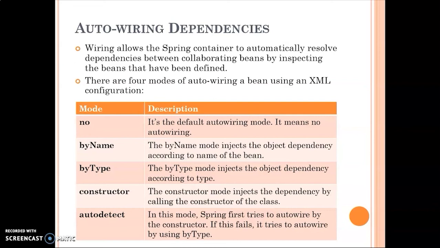The third one is byType. ByType talks about data types. So byType mode injects the object dependency according to type. Let's say if it is a string type argument and we've said that the dependency is going to be by string, it will automatically add that particular variable which is of type string. Let's say I have a car object or a tire object as my dependency, and I say my dependency is going to be type tire, so it will automatically add the type of dependency. So that is byType.